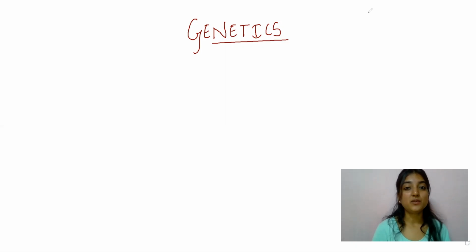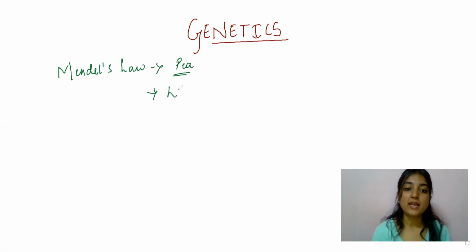In the previous video, we discussed the 7 contrasting traits which were taken by Mendel for his experimental work. Now, we will be discussing in this video Mendel's laws. Mendel did experiments on the pea plant and gave 3 laws. The laws were known as the laws of inheritance.